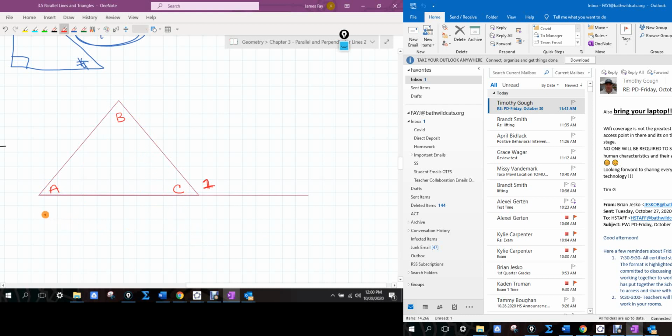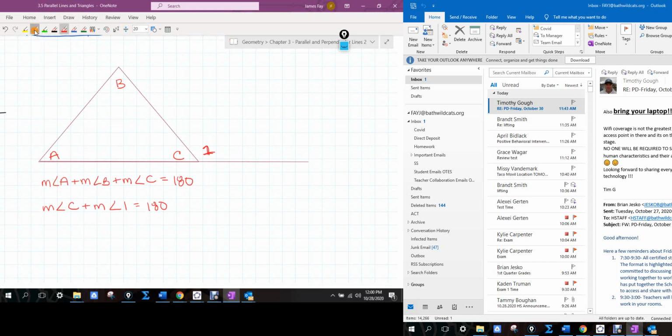What can you tell me about the measure of angle A plus the measure of angle B plus the measure of angle C that we learned yesterday? They have to equal 180. Good. Okay. What can you tell me about the measure of angle C plus the measure of angle 1? They equal 180, right? We've got a linear pair with those two.